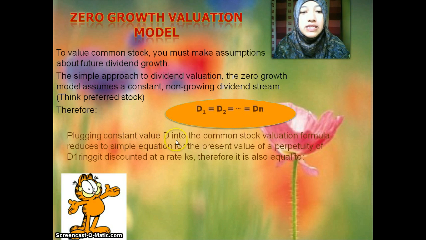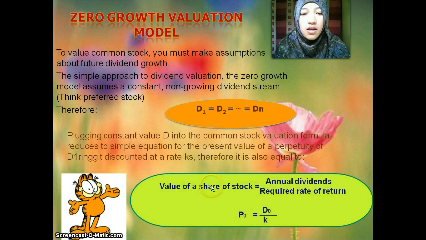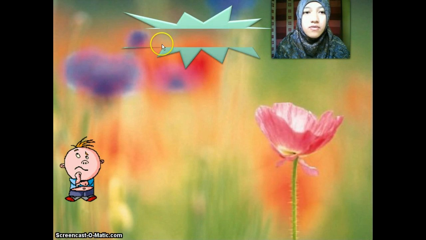Plugging constant value D into the common stock valuation formula reduces it to the simple equation for the present value of a perpetuity of 1 ringgit discounted at a rate Ks. Therefore, it is also equal to the value of a share of stock with annual dividend divided by required rate of return, or P0 is D0 divided by K.